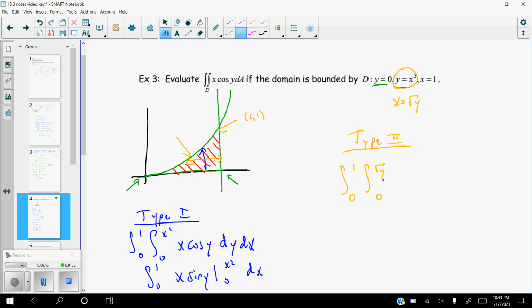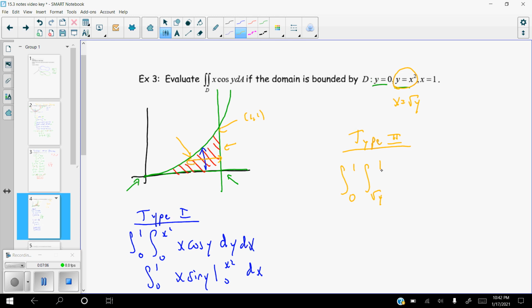Again, looking at the function, the x values go from 0 up to the function. Excuse me. I think I have that backwards, actually. That is completely wrong. Ignore what I just said. It actually goes from the square root of y, because that's the leftmost piece, out to 1. That's the rightmost piece. Okay, there we go.